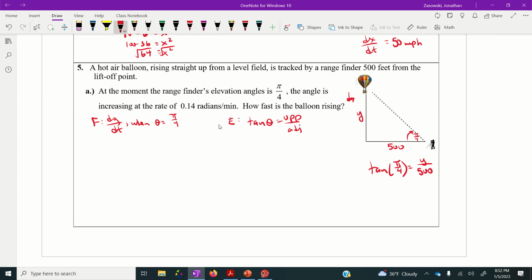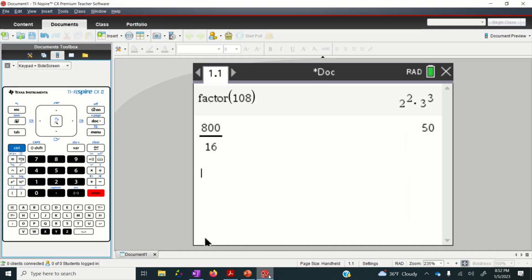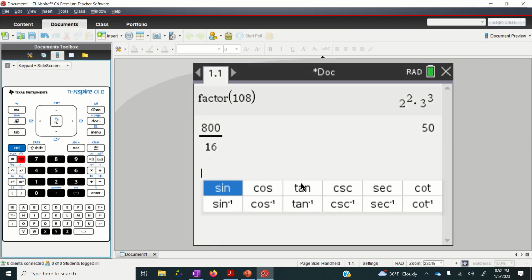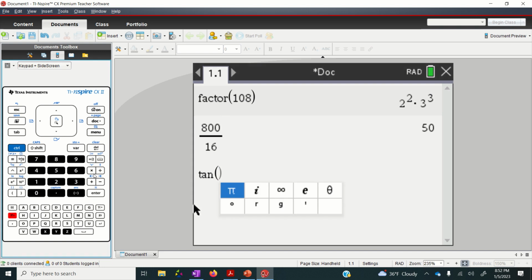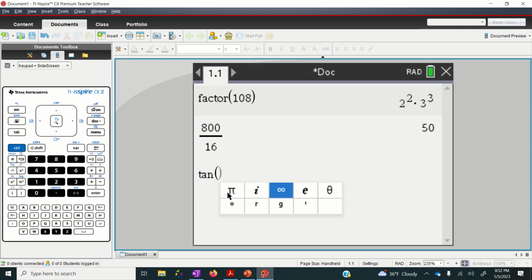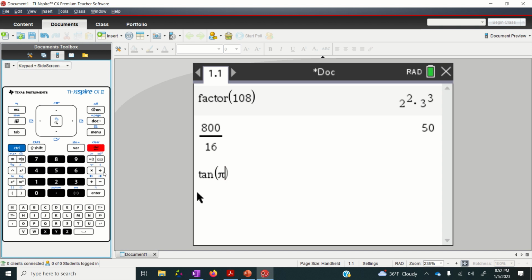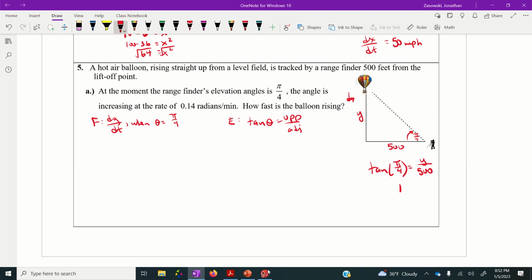All right, and if you remember, pi over 4 is 45 degrees. The tangent of this is sine over cosine. Sine over cosine of pi over 4 is square root of 2 over 2 divided by square root of 2 over 2. So the tangent of pi over 4 should be 1, okay? And if you do tan of pi over 4 on the calculator, enter, there's your 1, okay? So this is 1 equals y over 500. And then we can multiply both sides by 500 to get that y is equal to 500, okay?